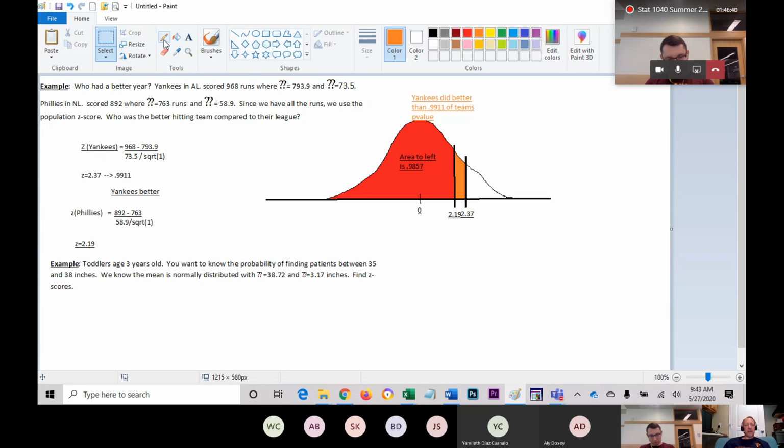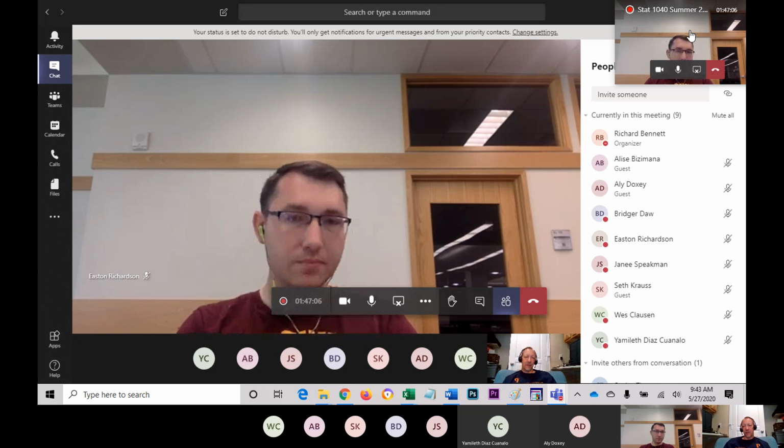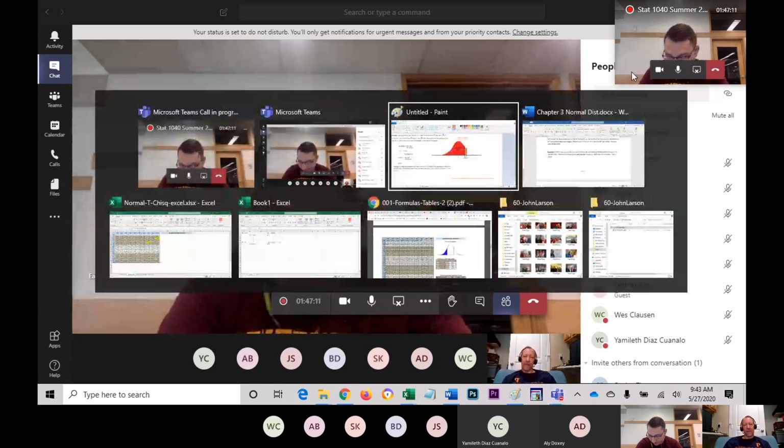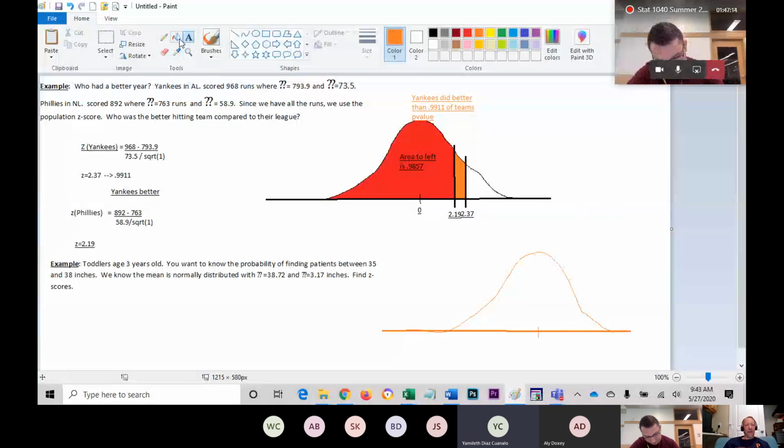But the idea with this one is, this is a good problem because if we draw our normal standard curve, I'll do that a little fast. What is the mean here? What should this value be? Who haven't I picked on for a while? Yami, I think it's your turn. Okay, the mean would be 38.72.